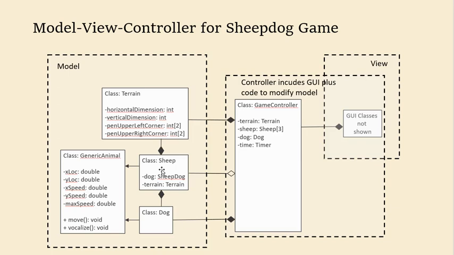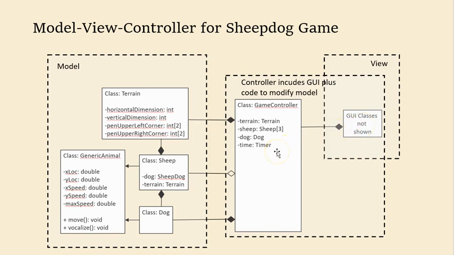So all of the sheep behavior resides in the sheep model. And what you see on the screen is a representation of that behavior. So the model is everything that's away from the GUI. The view is just literally the GUI, the stuff you see on the screen.